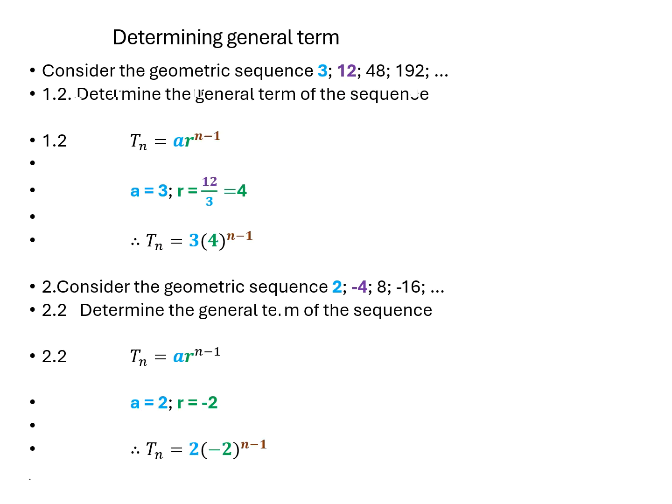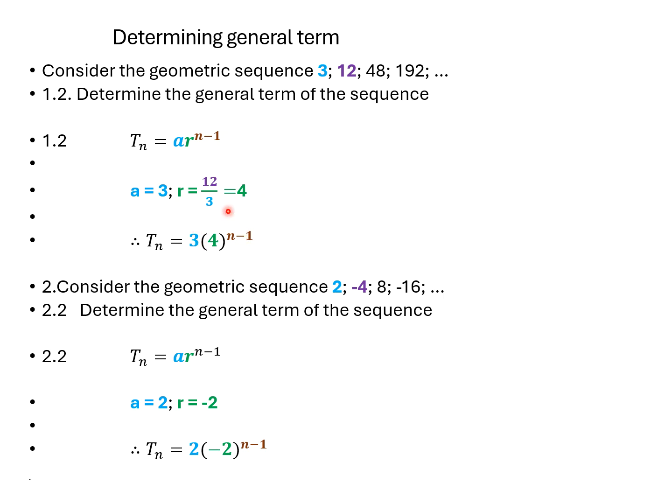Right? So, determining the general term. So, consider the geometric sequence we're working with. Determine the general term of the sequence. For a geometric sequence, the general formula is Tn equals A R to the power n minus 1. We know that A there is 3, and R, 12 divided by 3, is 4. So in the place of A, I place 3, in the place of R, 4, and it simply reads n minus 1.